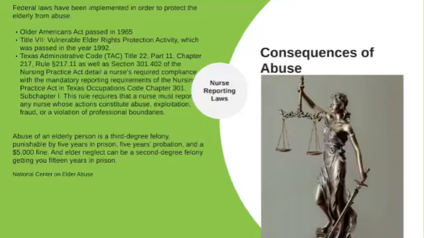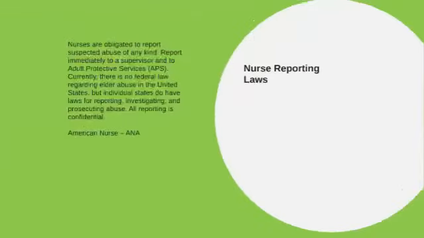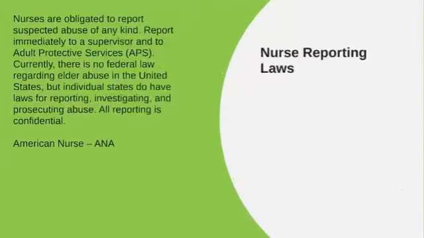Abuse of an elderly person is a third-degree felony, punishable by 5 years in prison, 5 years probation, and a $5,000 fine. Elder neglect can be a second-degree felony, getting you 15 years in prison. Nurses are obligated to report suspected abuse of any kind, report immediately to a supervisor and to Adult Protective Services.